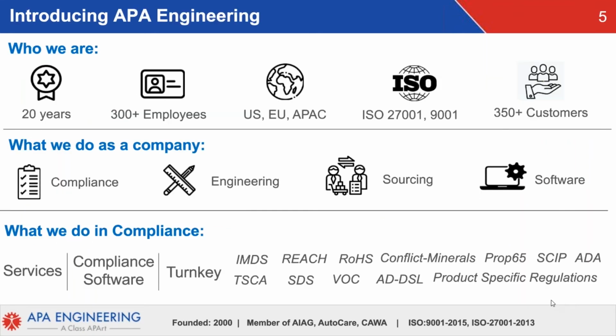And who are we? We are a global company employing over 300 persons with over 350 customers over the last 20 years working in engineering, sourcing, software, and compliance. And we provide compliance services with turnkey software for things like REACH, RoHS, Prop 65, and now SCIP.